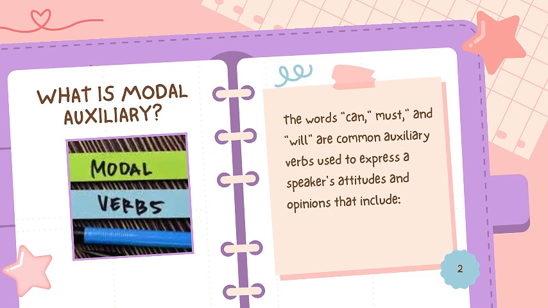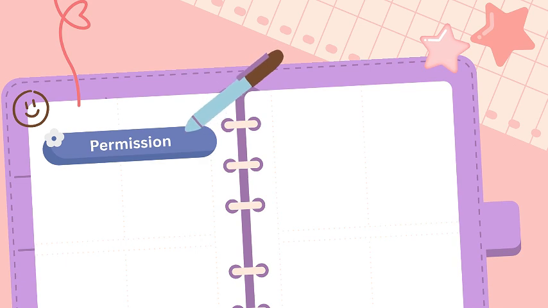Modal auxiliaries help us explain things like permission. Let's talk about how we use modal verbs to give permission. What is permission? Permission means asking if you are allowed to do something or giving someone the right to do something. Common modal verbs for permission: we often use can, which sounds casual and friendly and is used in everyday speech, or you can use may, which is more formal and polite.